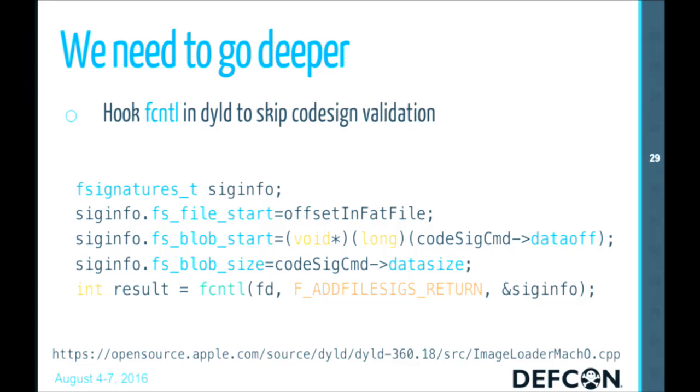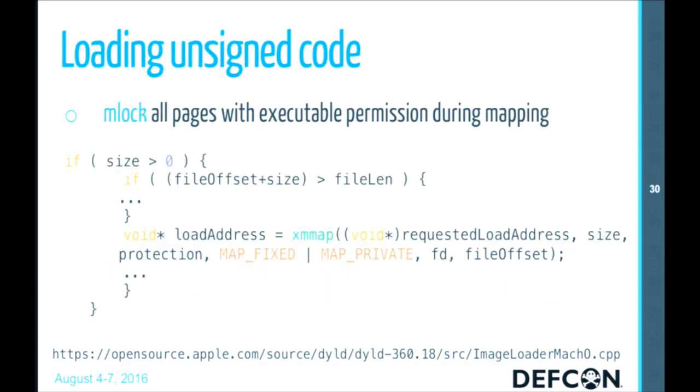It relies on the fcntl syscall for loading code signatures. So if we can overwrite or hook fcntl, we can prevent code signature load from disk. The next interesting one is xmap. The dynamic linker uses it as a wrapper for mmap for mapping the segments. So the idea is if we can hook xmap and mlock all the executable regions during the mapping, we can prevent the codesign check.